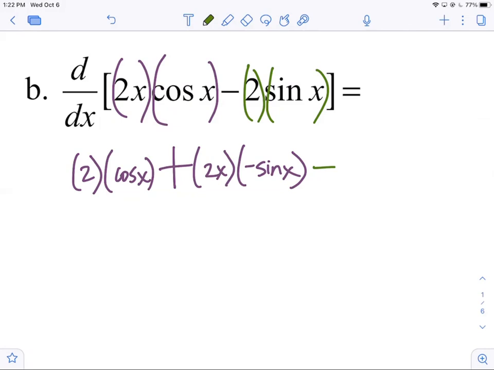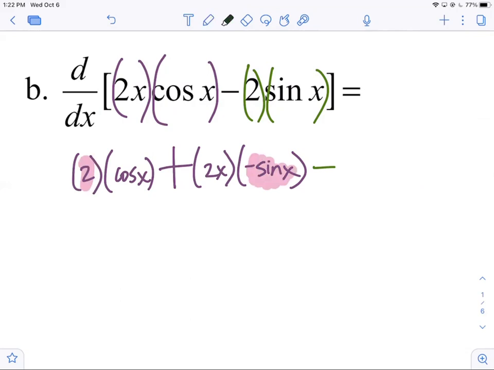So with those 2 variable factors, I'm going to have 2 variable terms. So here we go. The derivative of 2x is 2 times cosine goes along for the ride, plus 2x goes for the ride, times the derivative of cosine, which is negative sine. So that's a good way to kind of take inventory. 2 factors generates 2 terms. Now, look at this last one here. It's minus 2 sine of x.